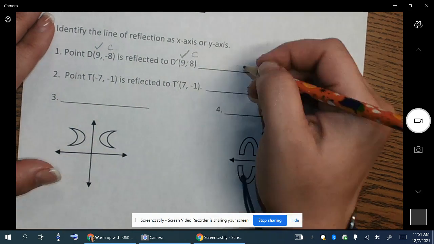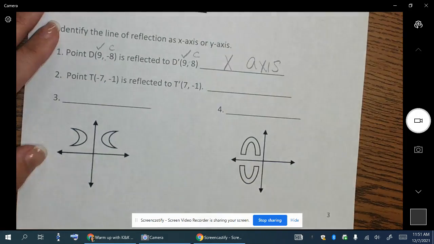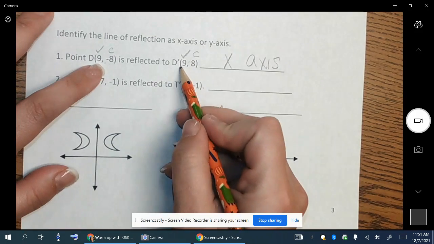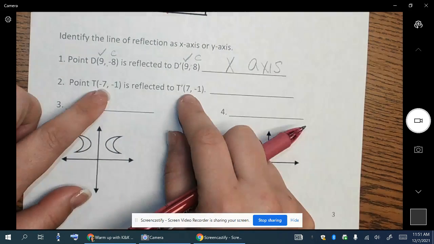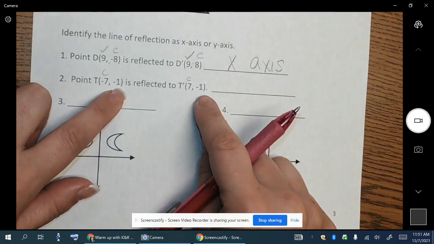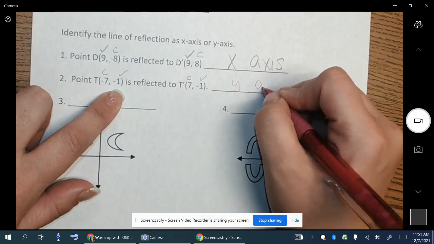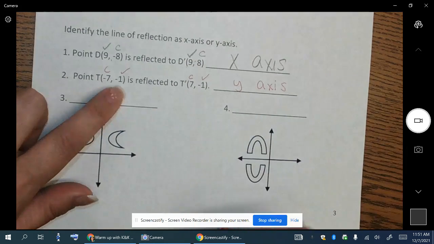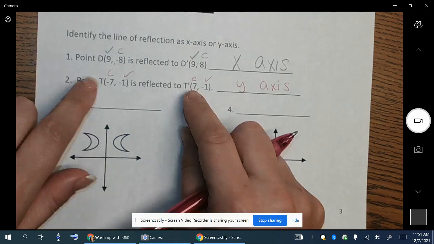The x. If the x stays the same, I flip over the x. So because my x's stay the same, I'm flipping over the x. On number 2, did my x's stay the same? No, they changed. What did my y's do? Stay the same. So what am I flipping over? The y-axis. Wait, the first two didn't change. Yeah, 7 and 7 didn't change. Negative 7 and 7?